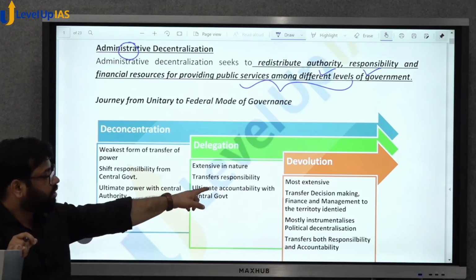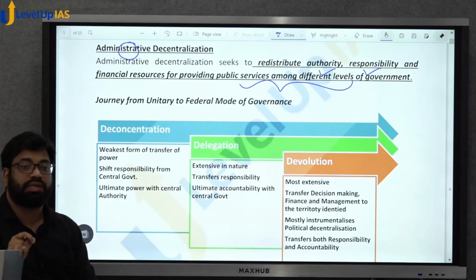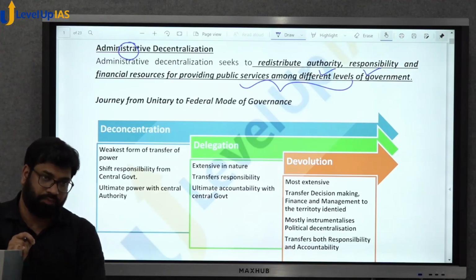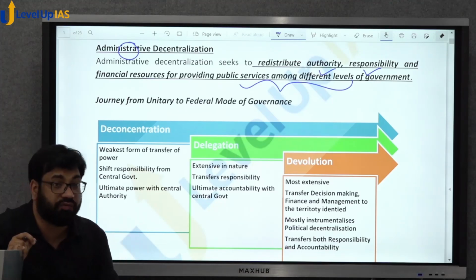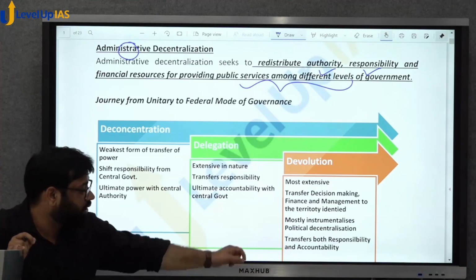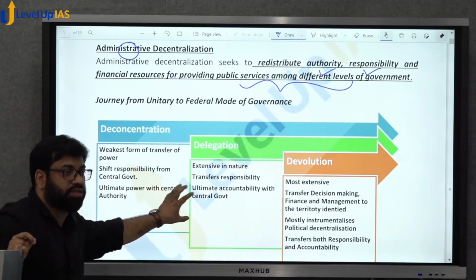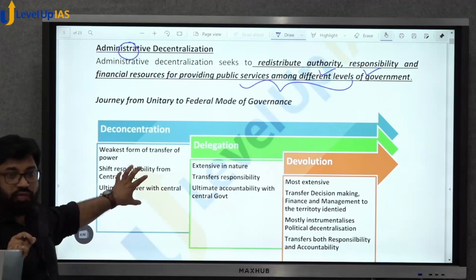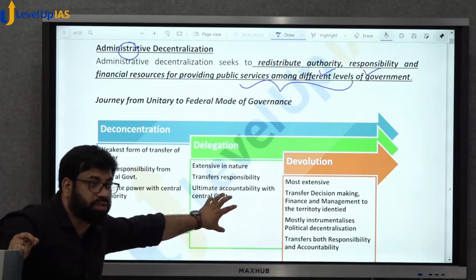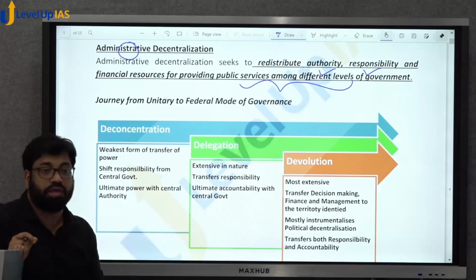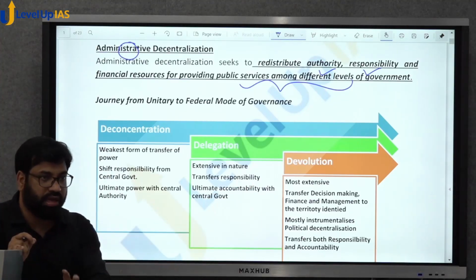So devolution transfers decision-making, finances and management to an identified territory. You exactly know where you are transferring, and it is not shifting. You are transferring the authority and responsibility. In both of these other cases, you are shifting. In this case, you are shifting the workload. In this case, you are shifting the responsibility. But in devolution, you are transferring it. There is a difference between shifting and transferring.